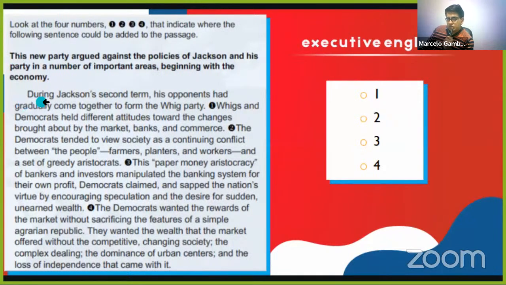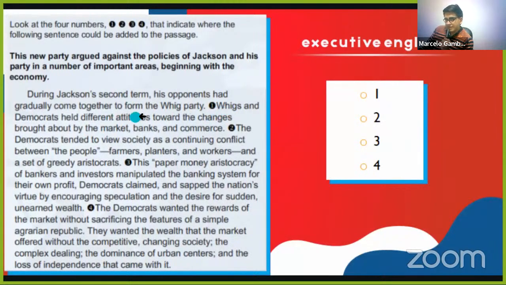Let's read. During Jackson's second term, his opponents had gradually come together to form the Whig Party. Okay, they formed a new party, which was the Whig Party. This new party argued against the policies of Jackson and his party in a number of important areas, beginning with the economy. So it fits in number 1 because they're talking about a party. Let's continue reading. Let's go to number 2.